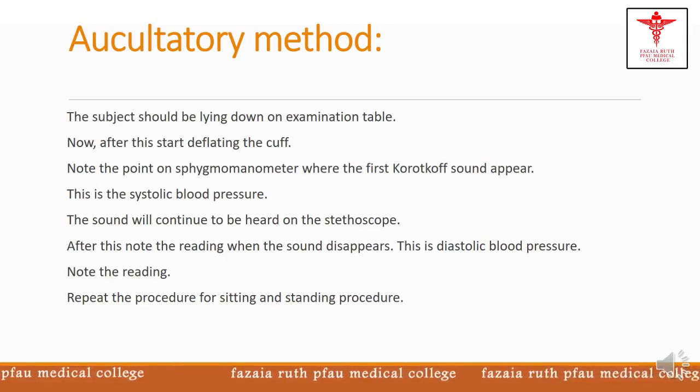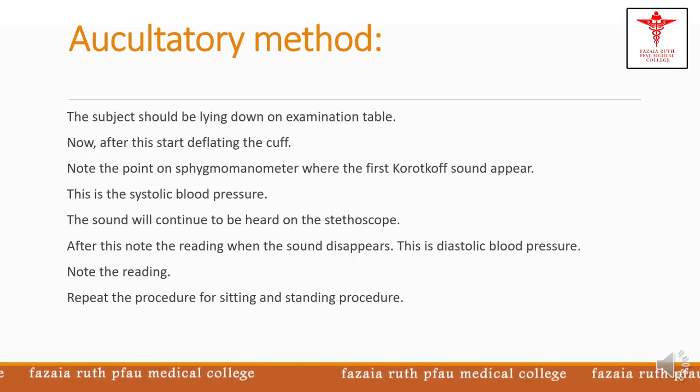So now the auscultatory method. Here we will be needing the aneroid apparatus along with a stethoscope. The subject should be lying down on the examination table. Again, you approach the patient from the right side, you take the consent and you explain the procedure. You look for the elbow crease, the cubital fossa, and just 2 to 3 centimeters above that, you apply the cuff on the arm.